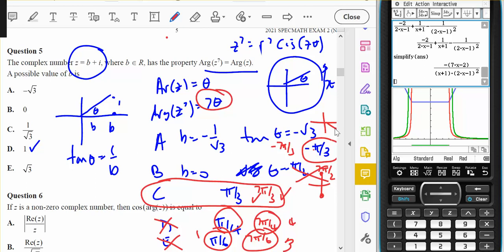Why can't it be A? Is it A or is it C? Because this is pi on 6. That's why. So C is my answer. Because 7 times pi on 3 is the same as pi on 3.